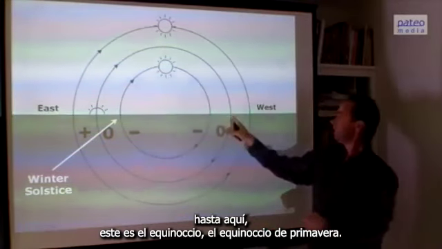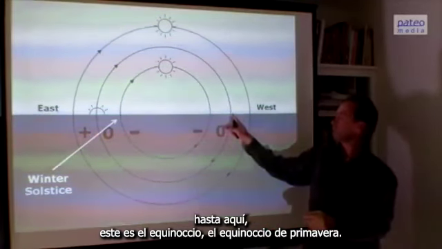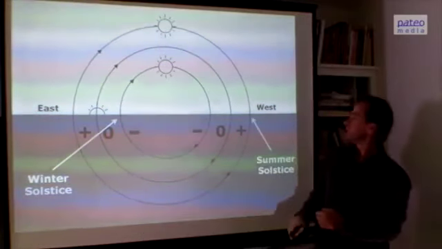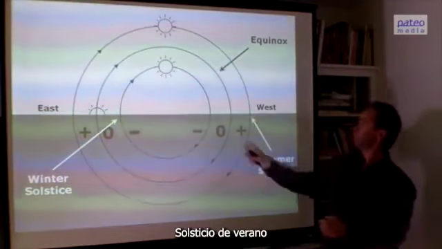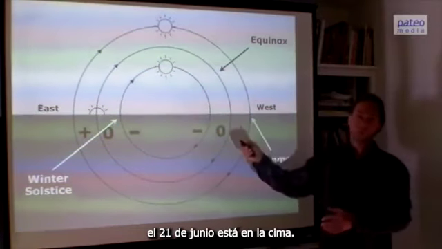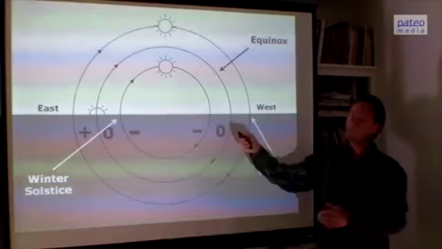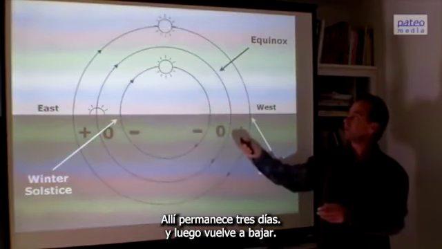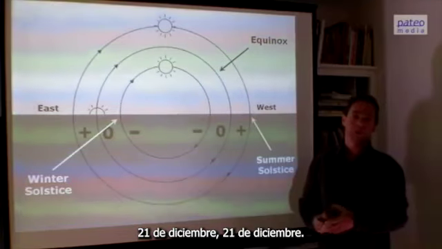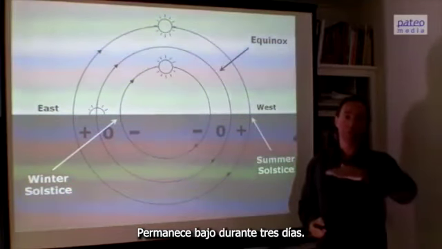Until here, this is the equinox, the spring equinox, and then we go further, and then we rise at the summer solstice. That's the top one over there. On June 21, it's on the top. It stays there for 3 days and then it goes down again, all the way down, until here, December 21. On December 21, it stays down for 3 days.